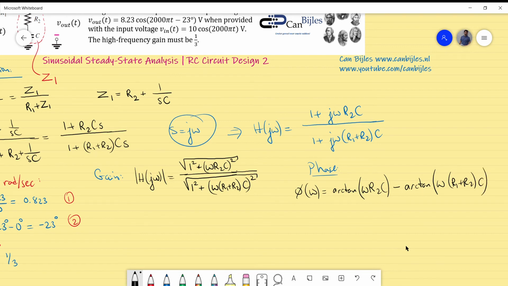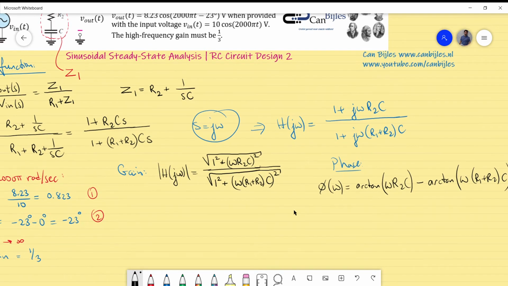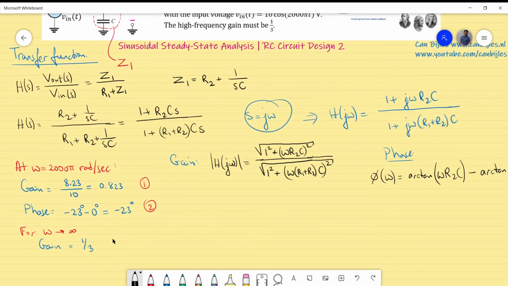Now I have two expressions for this quantity, for this transfer function. I've made the expression for the gain and also made the expression for the phase. Okay, so what do I do next? I have to determine, of course, the component values. So I have three unknowns and I have to determine those unknown values. What I also need to determine is the high frequency gain. I have to use this information also.